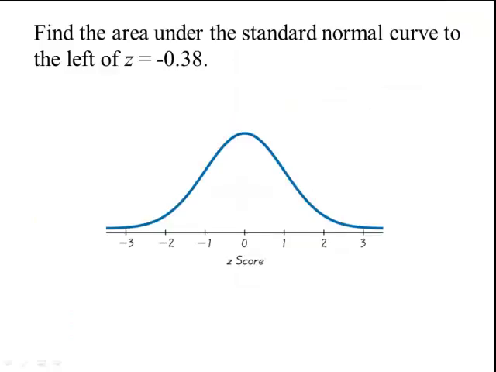Let's do an example. Find the area under the standard normal curve to the left of negative 0.38. So the first thing we want to do is draw our picture. Negative 0.38 is going to be to the left of the mean. We draw our picture. We want the area to the left, so we color that in. So just by looking at our picture, we know the value should be less than 0.5.